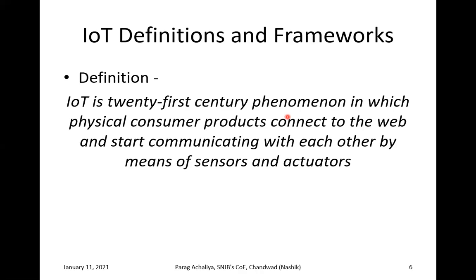So in that case, you can use the sensor for such physical products that can be connected to the web. And once it is connected to the web, it will start communicating with each other with the help of, as I already told you, sensors or actuators. So this is what IoT is. So what happens in case of IoT? You are going to connect your physical product with the internet using your sensor and actuator.